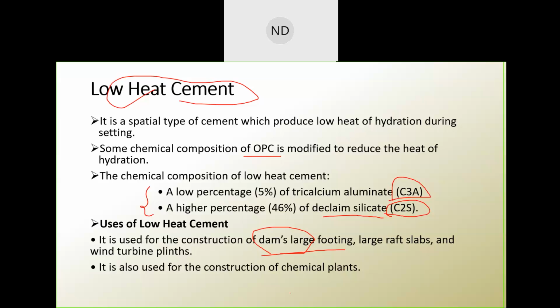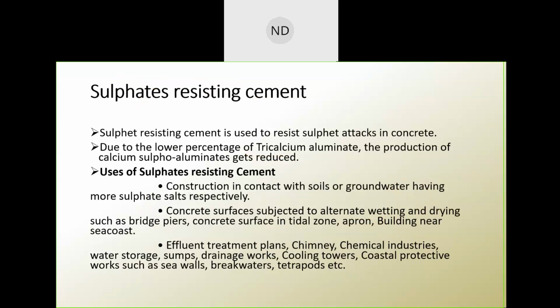So based on those things, you choose the type of cement to use on different members. Now we have sulfate resisting cement. Next is your sulfate resisting cement. And what is that? Sulfate resisting cement is used to resist sulfate attacks in concrete.